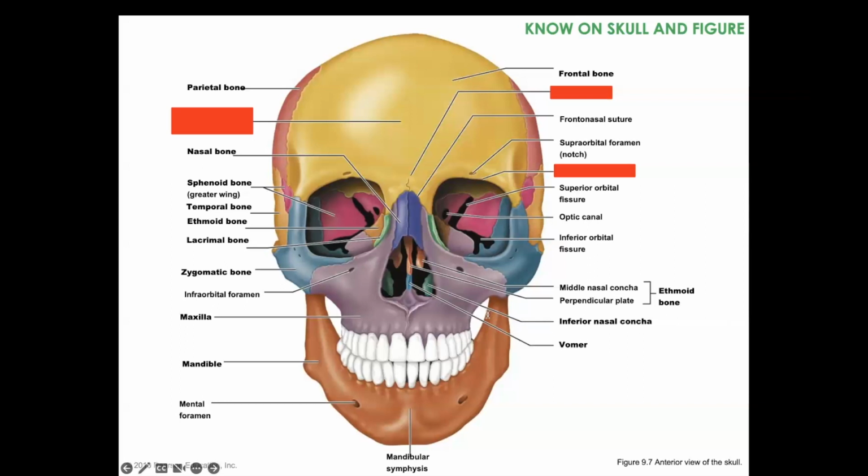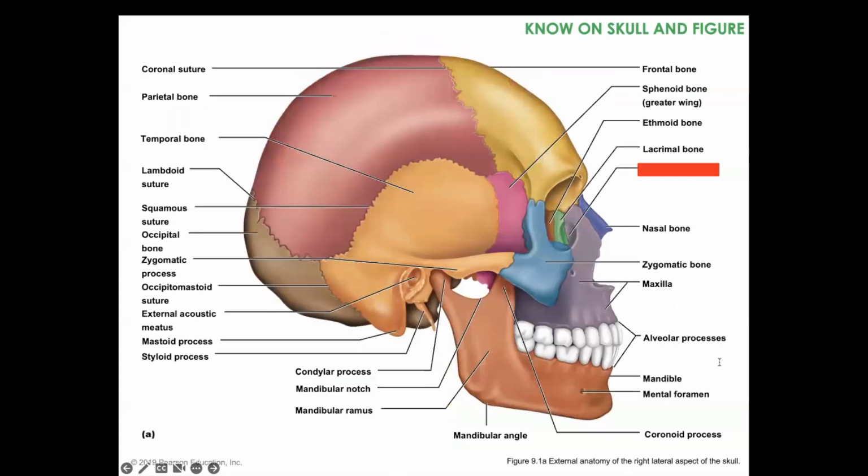All right, next we'll go back up towards the eye socket. Inside the eye socket, we have a superior and inferior orbital fissure. We also have the optic canal where the optic nerve runs to connect the eye to the brain. And lastly, we have the nasal bone, which is the bridge of your nose. And then we have the lacrimal bone, which is the green color on the inside, and that's where you're going to find your tear ducts.